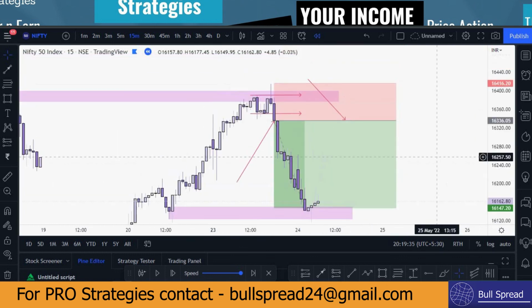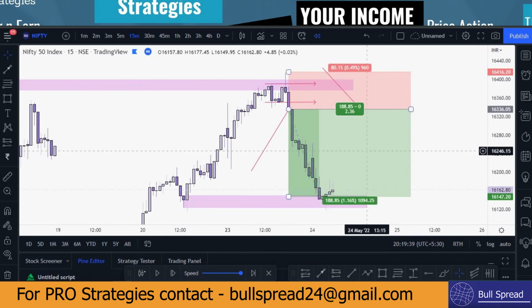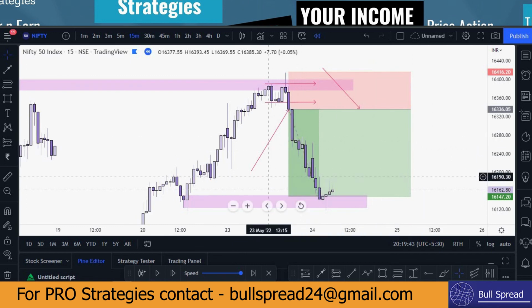So this is a very simple strategy based on price action. There is no indicator used. It's pure price action. So yeah guys, this is a very simple strategy.